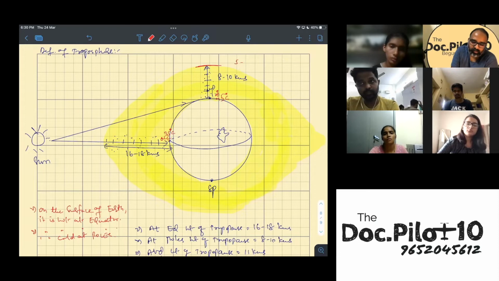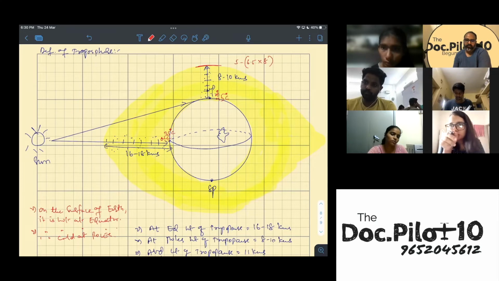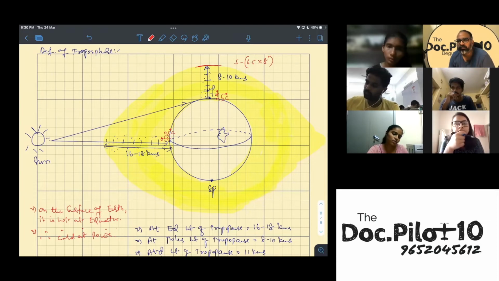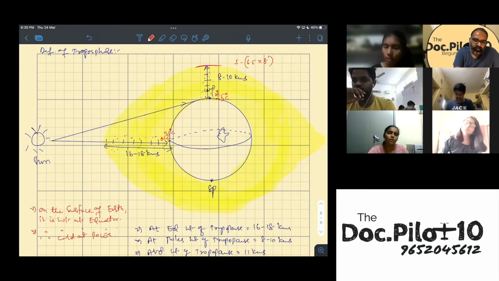5 minus 6.5 into approximately 8. How much? 8 5s are 40, 6 8s are 48. 48 plus 5, 43 around. How much is it? Nobody has a calculator. 5 minus brackets open 6.5 into 8 brackets close. Here it's approximately 57, minus 47 degrees centigrade.